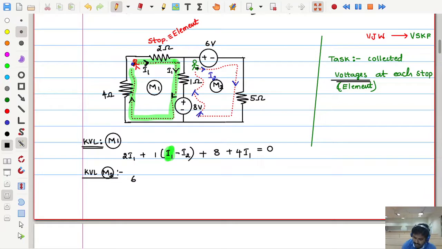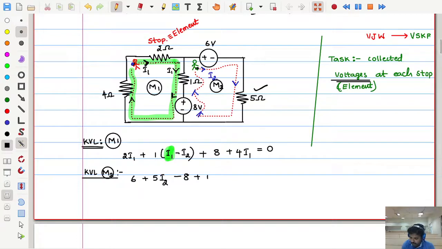Next, as you move ahead, one more stop came: 5 into I2. 5 into your area means your current is I2. This belongs to you only; nobody else shares this element, so only your current I2. Move ahead further: minus 8 volts. Yes. Next, move further ahead.